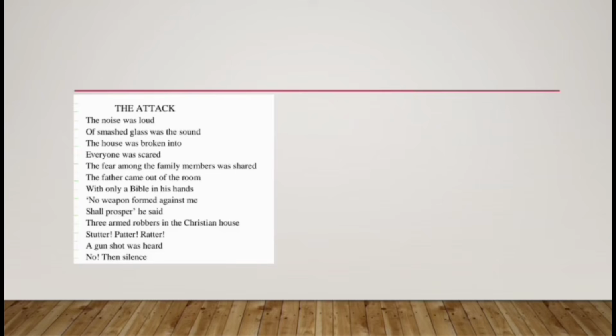The attack. The noise was loud. Of smashed glass was the sound. The house was broken into. Everyone was scared. The fear among the family members was shared. The father came out of the room with only a Bible in his hands. "No weapon formed against me shall prosper," he said. 3 armed robbers in the Christian house. Stata, bata, rata. A gunshot was heard. No, then silence.